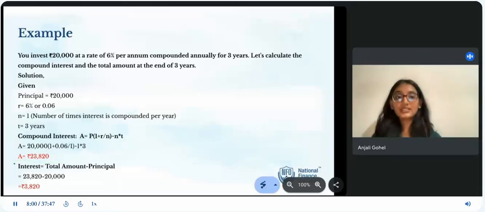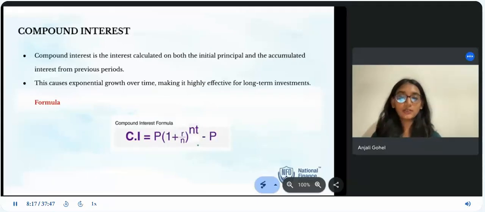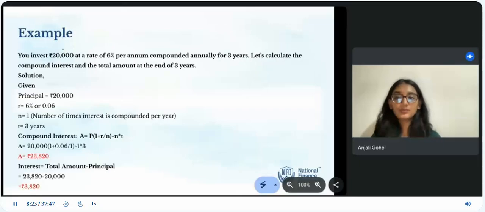Okay, that's the total amount. That's not my interest, that is how much my investment will be as a whole. Now out of this, how much is the interest that I have earned? I will reduce the principal amount. If you see in the formula as well, minus P means reduce your principal amount. My principal amount here is 20,000 rupees. So out of 23,820, I reduce my principal of 20,000, and I get my interest. 3,820 is the interest that I have earned over the 3 years.